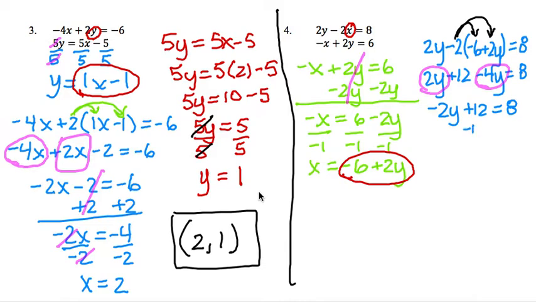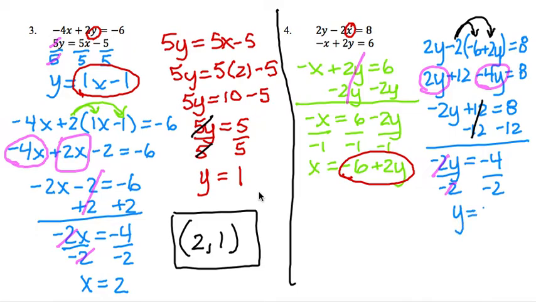So now to solve for y, I need to subtract 12 from both sides, telling me that negative 2y is equal to negative 4. And then I'm going to divide both sides by negative 2. So when I do that, I find out that y is equal to positive 2.